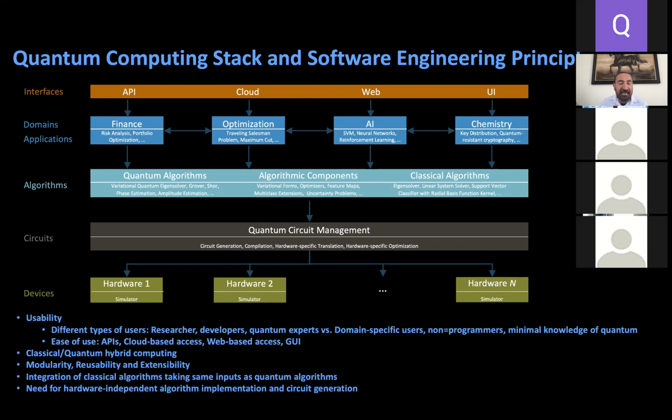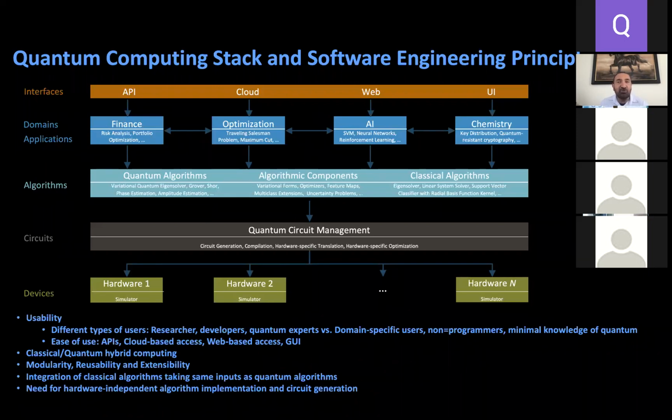Then at the next layer of the stack above the circuits, we have algorithms. So quantum algorithms are not many. There are not many quantum algorithms. For example, I was thinking about how many classical algorithms we have today? So many that it's even impossible to count them.